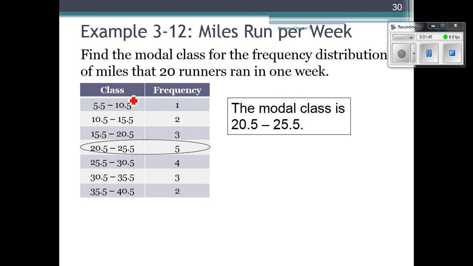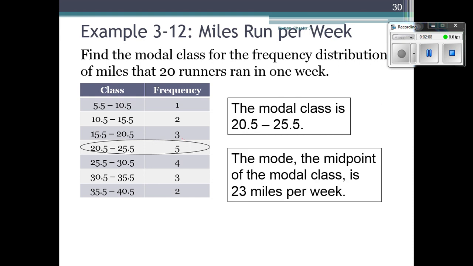You use this entire limit. This right now is a limit, it's not the boundaries. So this entire class limit is called your modal class. The mode would then be the midpoint of the upper and lower limits. So you just take 20.5 plus 25.5 and you get 46. Divide by 2, and that would give you a mode of 23.